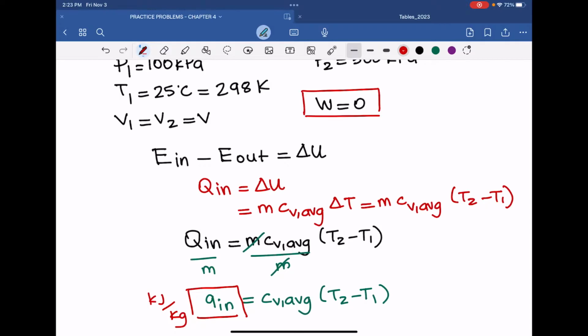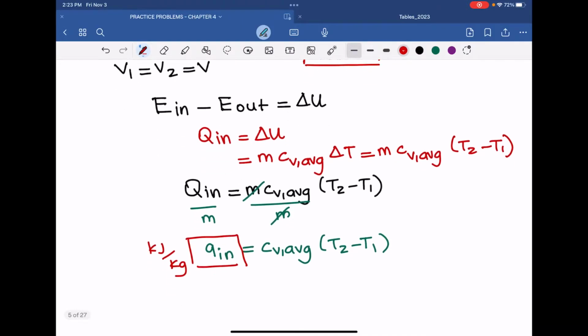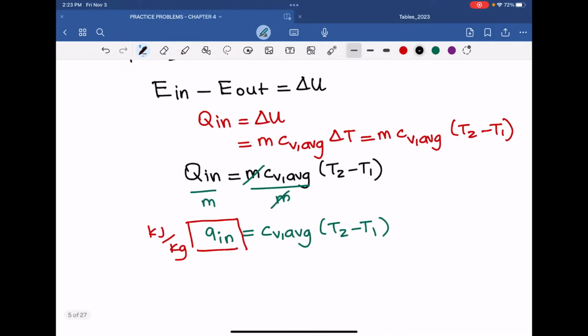Great, now we also read this value of the specific heat from the table, but we don't know the temperature T2. So what can we do to calculate the heat transfer? We of course need to know the value of T2. Since that's a property of our system, I would think about whether I can use the ideal gas law here. So let's write down the ideal gas equation of state for the first state and second state and see where it guides us.